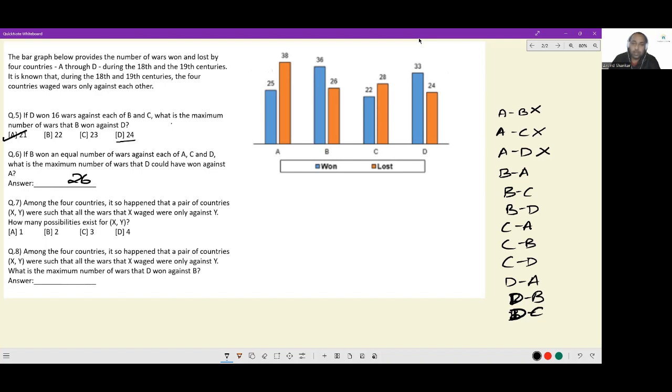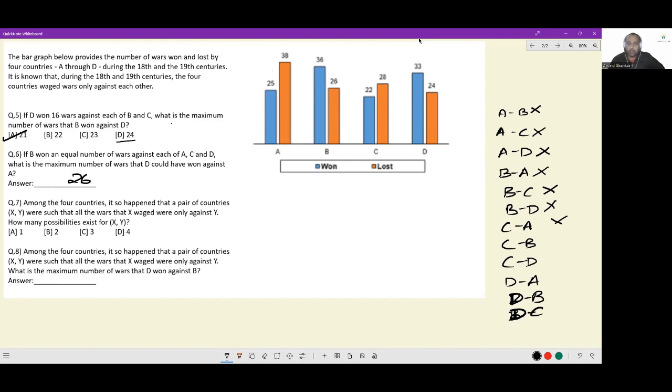How about B? B has 36 wins, A has 38 losses. This is fine. B has 26 losses, while A has only 25 wins, which means some loss of B has to come against an opponent other than A. So this pairing would not work. How about BC? 36 wins for B and 28 losses for C. No. How about BD? 36 wins for B and 24 losses for D. No. How about CA? 22 wins for C and 38 losses for A is fine, but 28 losses for C and 25 wins for A, which would mean C would need 3 other losses apart from A. So this pairing would not work.